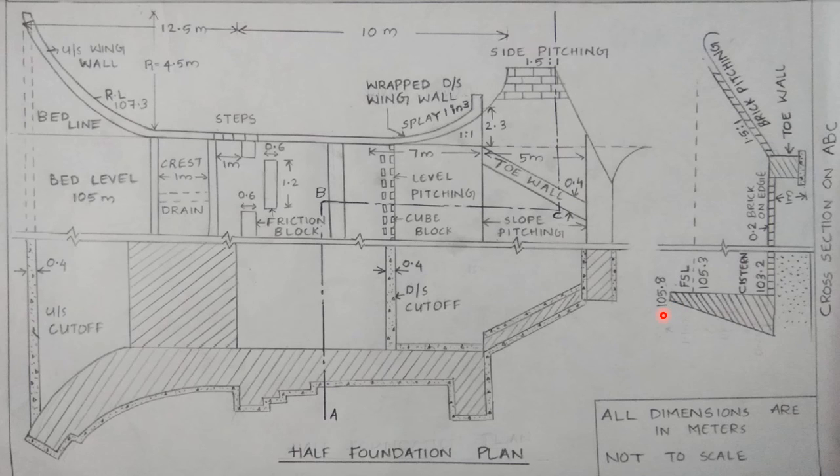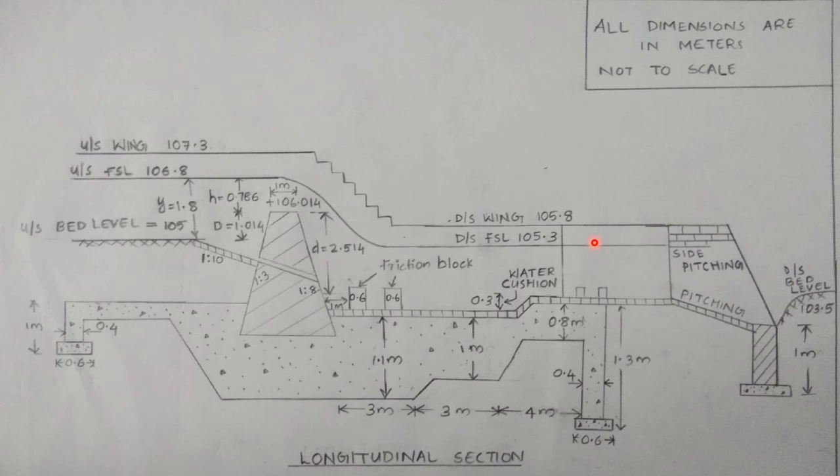So this is a half foundation plan and cross section on ABC, and this is a longitudinal section. As we can see, this concrete layer is not shown in the sketch that I have shown before, as we have designed this rectangular concrete layer that has a thickness of 0.6 and a height of 0.3, and here also there is a concrete layer that acts as a footing below the cut-off walls. So that concludes our design and drawing.